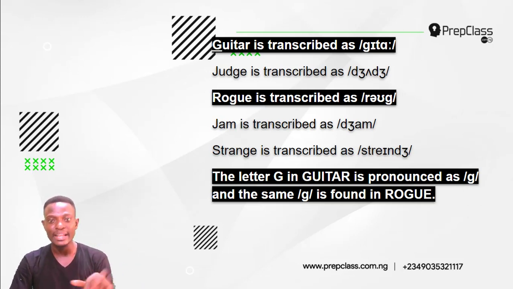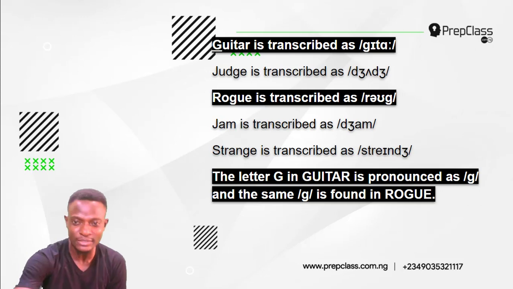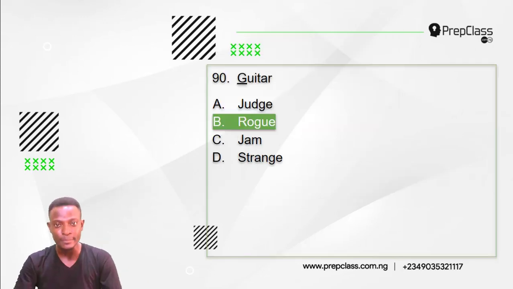And the same letter G is found in rogue, which is pronounced as G. Guitar, G. Rogue, G. So the answer to this question is option B. The sound where we have letter G in guitar is pronounced as G. That same sound is found in rogue. We are not looking at the letter, we are looking at the sound. So the answer is option B.